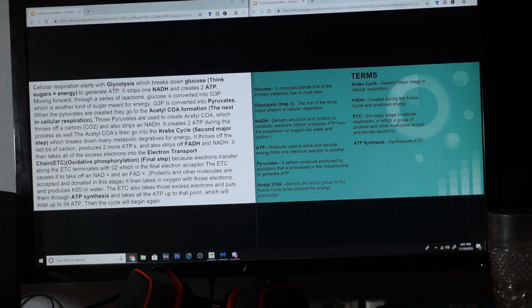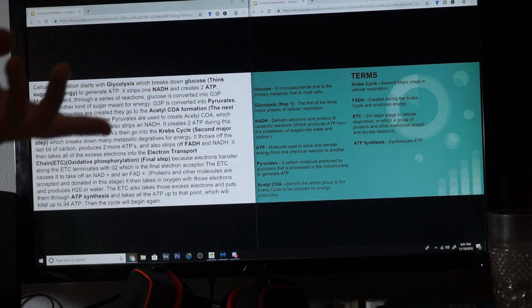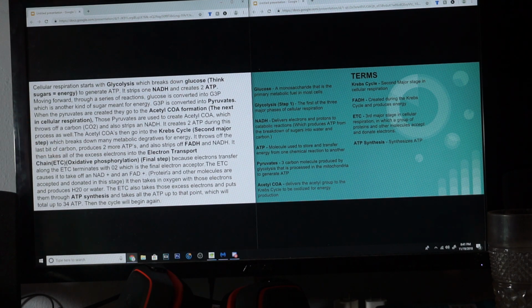So cellular respiration starts with glycolysis, which breaks down glucose. Glycolysis is the first step of the three major phases in cellular respiration. Glucose is a monosaccharide that is the primary metabolic fuel in most cells. Just think sugars equal energy. It generates ATP, which is essentially just energy, but if you want an exact definition, ATP is a molecule used to store and transfer energy from one chemical reaction to another.